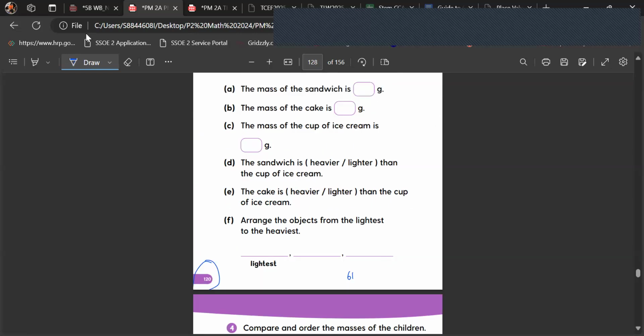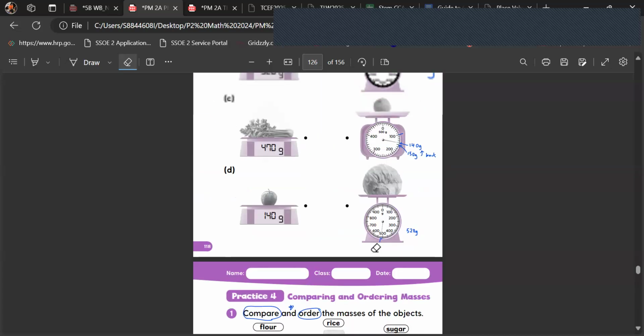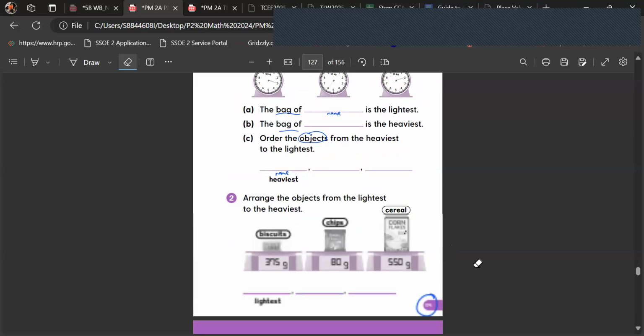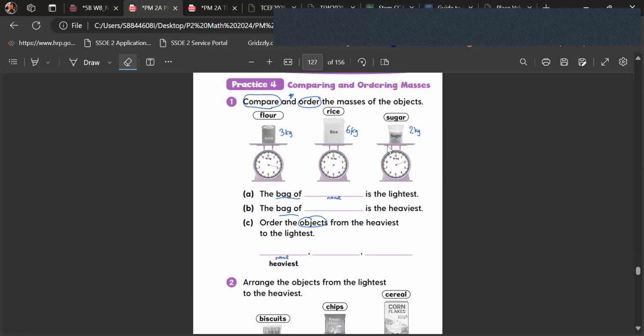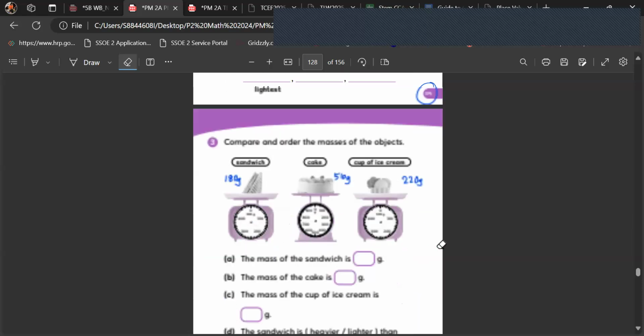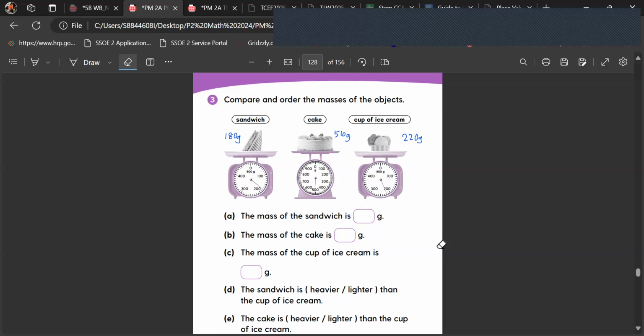Page 120 was homework, right? Yeah. Can you circle your pages now? Haziq, I'll show the pages to you again. This is page 119. We wrote down the measurements of the objects at the top beside the items. So like the flour was 3 kilograms, the rice is 6 kilograms, and the sugar is 2 kilograms. Then we did this as homework, and we still reminded everyone that you should write the names of the objects in this blank. Then that was homework, and then we move on to the next page, page 120.